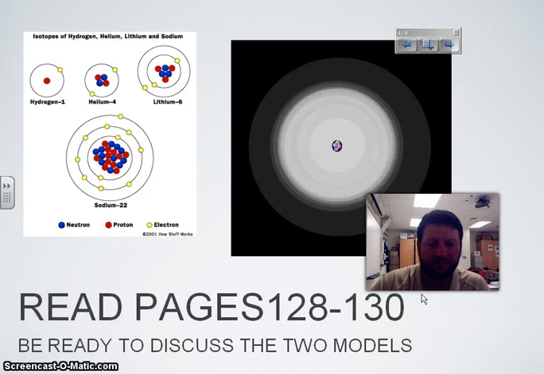Now your assignment here is to read about that model right there and this model right here on pages 128 through 130. We have the Bohr model and a little bit more about the quantum mechanical model. Be ready to discuss these 2 models tomorrow.